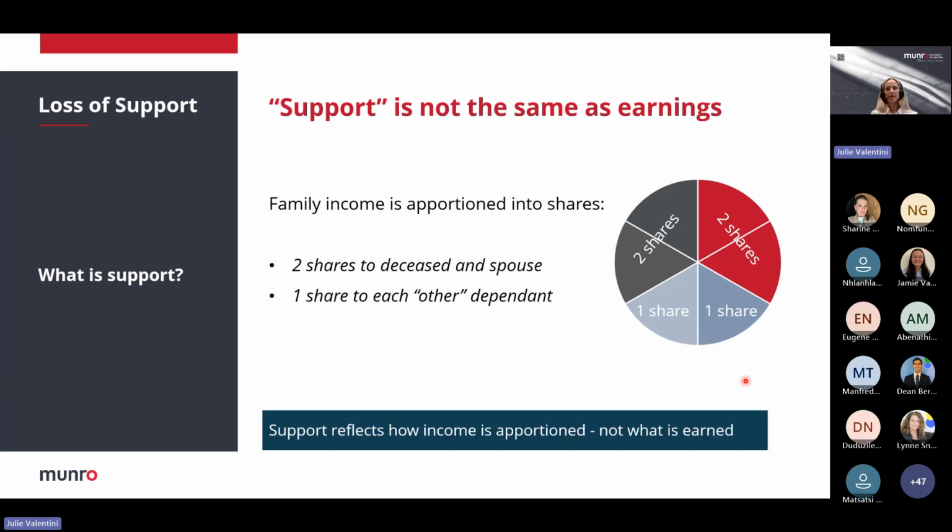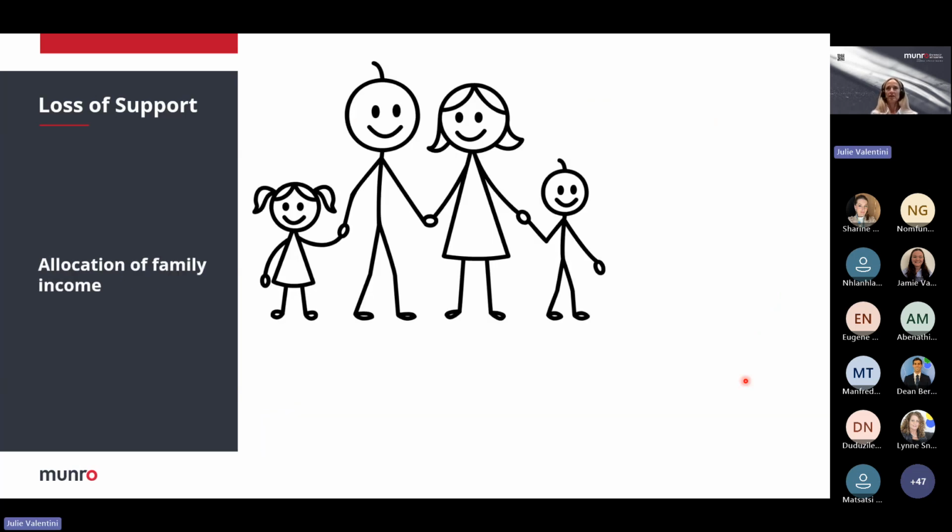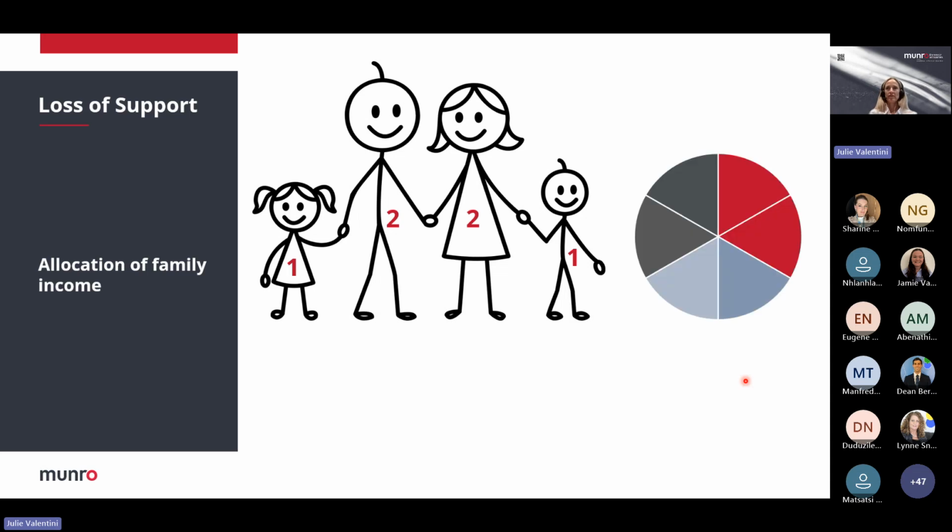So let's consider, again, a typical family. And I'm just going to say a mother, father, and 2 children, just for simplicity. As I said, the mother and father each would be seen as receiving 2 shares of the income, and each child would receive 1 share. So the family pot is going to be split into 6, like the previous slide. The dark gray is going to be for the father, the red for the mother, and then each of the children get a little gray slice.